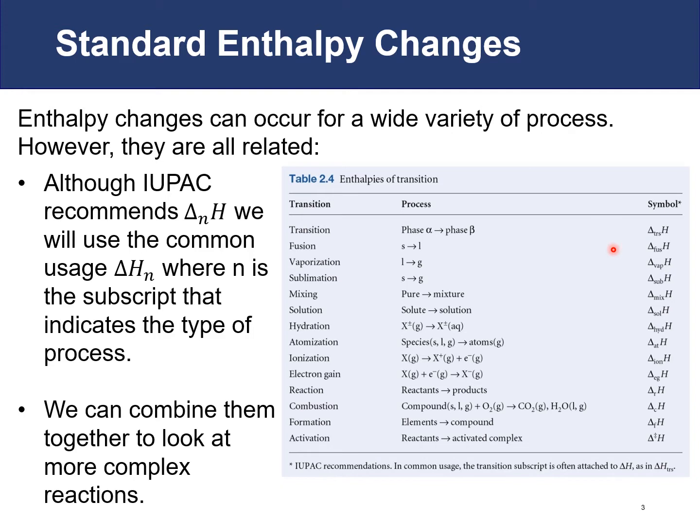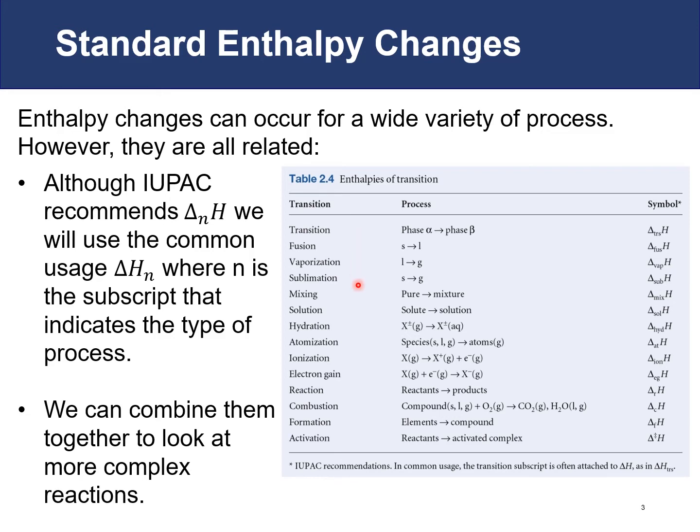This is the one that I will be using because it is much more consistent with what you will see in literature and the vast majority of texts. So while the more correct fashion would be using IUPAC's recommendation, we will be using the more common representation of delta H followed by the subscript indicating what type of process you're looking at. And there are a wide variety of processes where we would be interested in knowing the amount of thermal energy required to do that particular process.